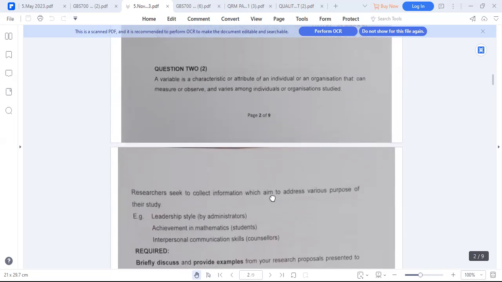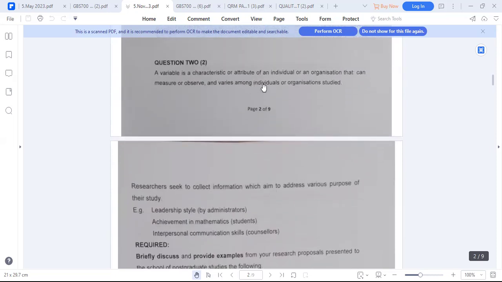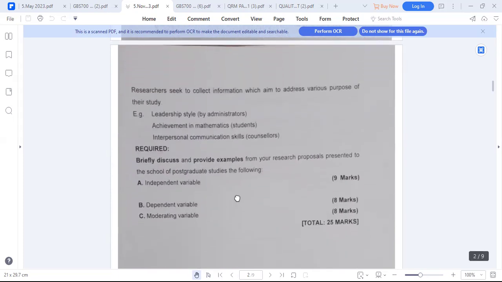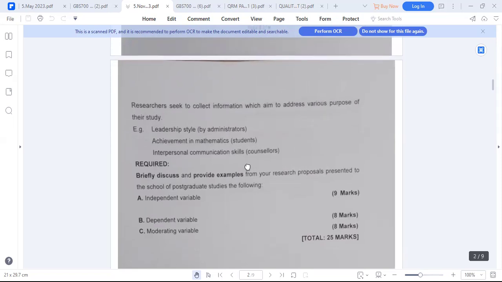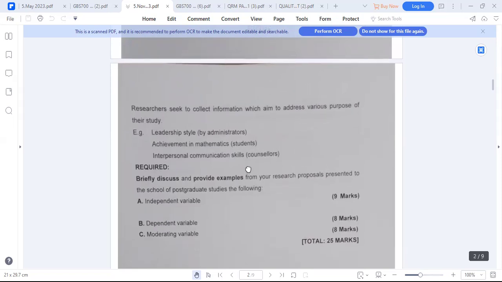A variable is a characteristic or attribute of an individual or organization that can be measured or observed and that varies among the individuals or organizations studied. Researchers seek to collect information to address various purposes for their study, e.g., leadership style, achievement in mathematics by students, interpersonal communication skills by counselors. Discuss and provide examples from your research proposals presented to the school postgraduate the following: number 1, your dependent variable; number 2, your independent variable; and number 3, your moderating variable.